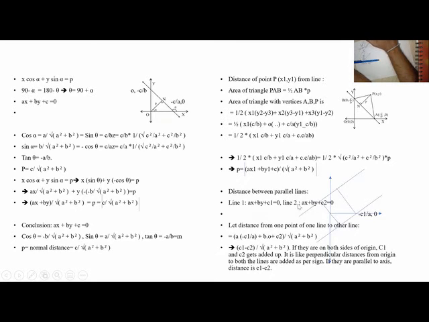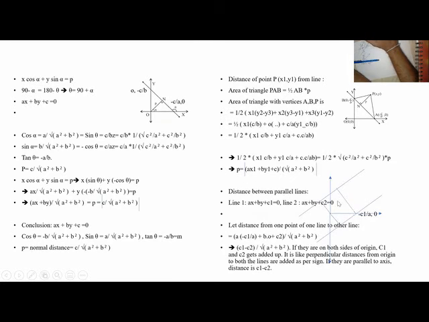So what is the distance between two parallel lines? Slope is the same. Parallel lines means the slope is the same. So the distance is C1 minus C2 by square root of a square plus b square. The square root of a square plus b square is common because this is making it a unit vector. Once it is a unit vector, I have to multiply by the difference C1 minus C2.